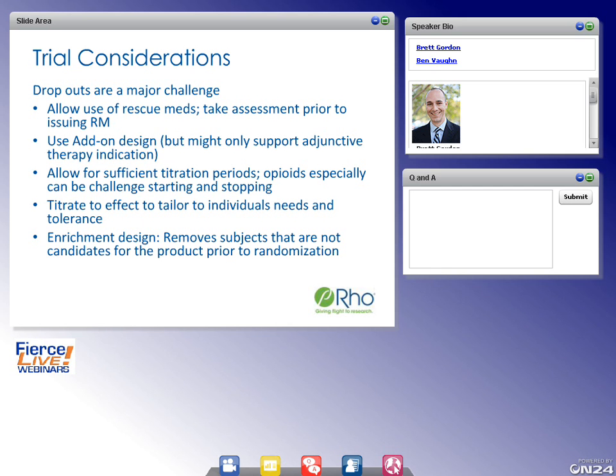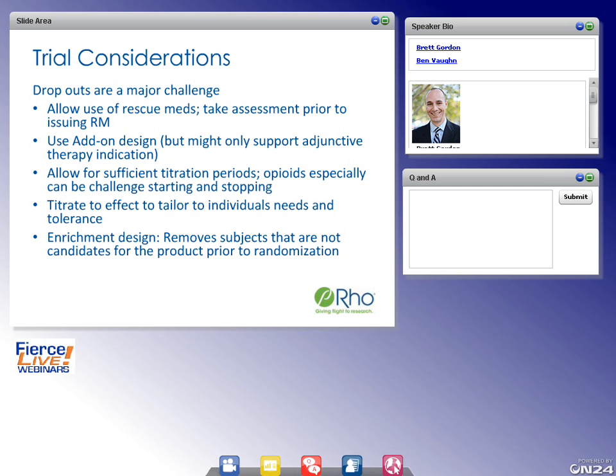Another consideration would be a titration to effect design. And in this type of study design, as opposed to a fixed dose design, you would actually have patients titrate up to an individually therapeutic dose. The downside of this would be that it would be hard to accurately identify a dose response because, of course, your pre-specified doses across groups wouldn't be available for comparison.